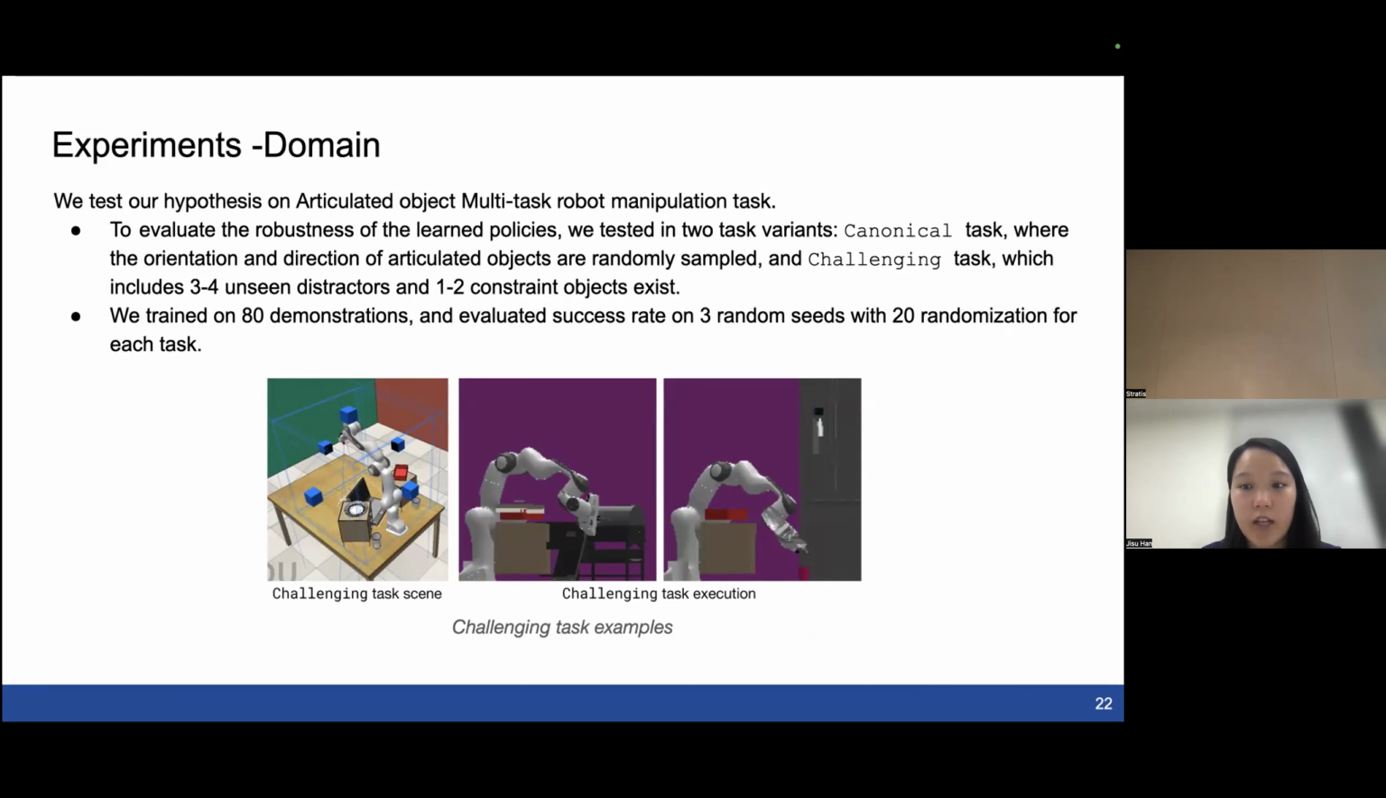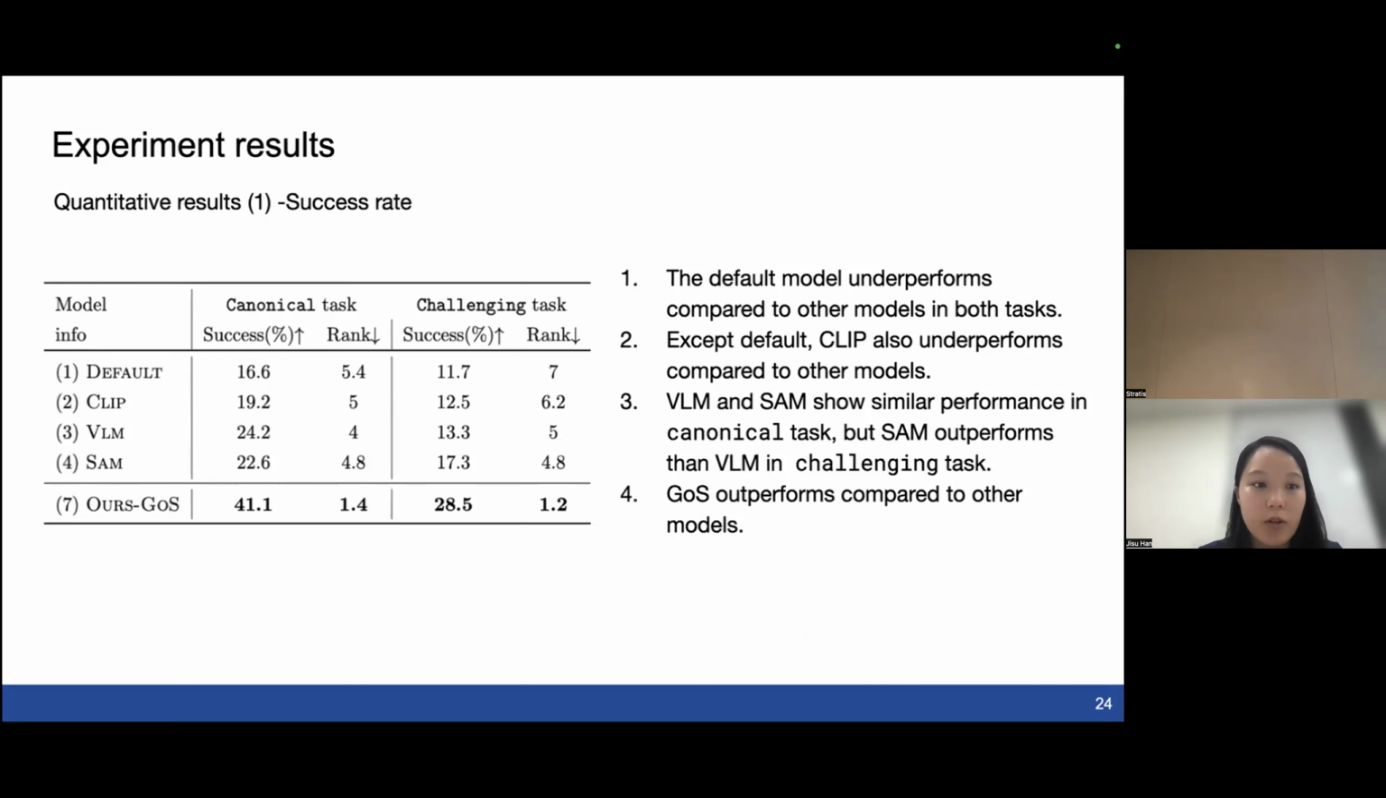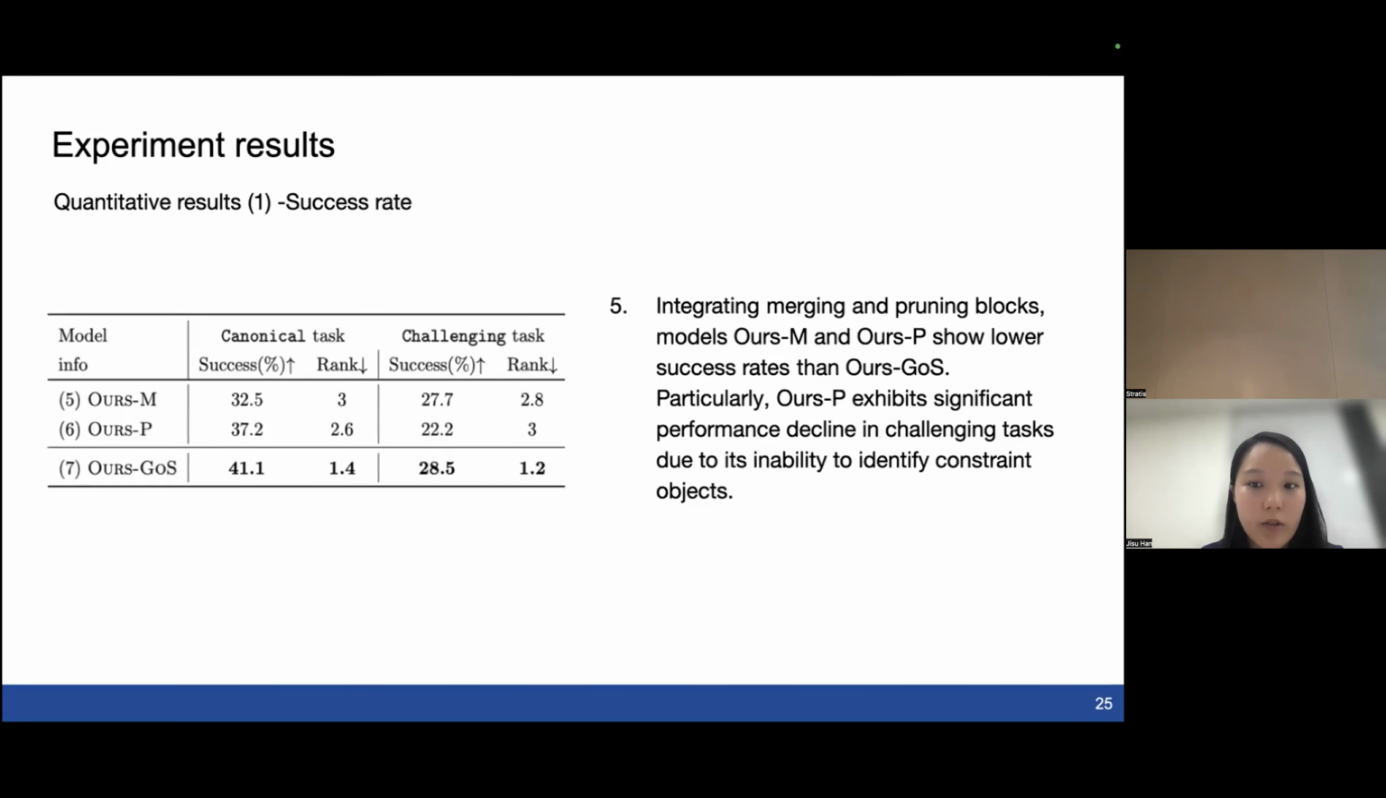And also the challenging task, where we use the constrained objects, which includes 3 or 4 unseen distractors. So for the quantitative results on the success rate, we compare the success and the rank of the average task. And as you can see, GOS, our model, outperforms the other models. And also by integrating merging and pruning blocks, our model shows a higher success rate than others, showing that we have to use both merging and pruning blocks to ultimately achieve the task.